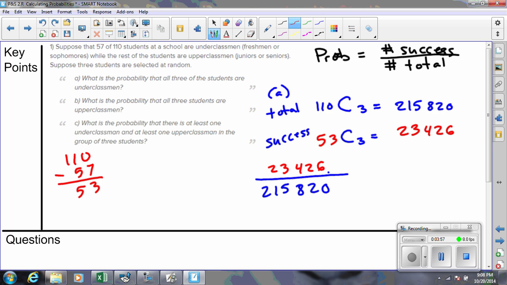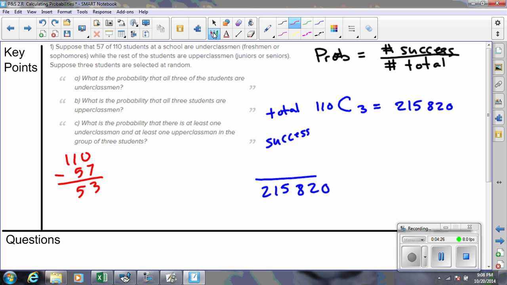And so we can put our success over total and get 23,426 over 215,820 for part B. And part B is done. This is our probability. Again, a piece that we would simplify, but we've got our answer. And I'm going to erase some of these other pieces to create room. Okay.